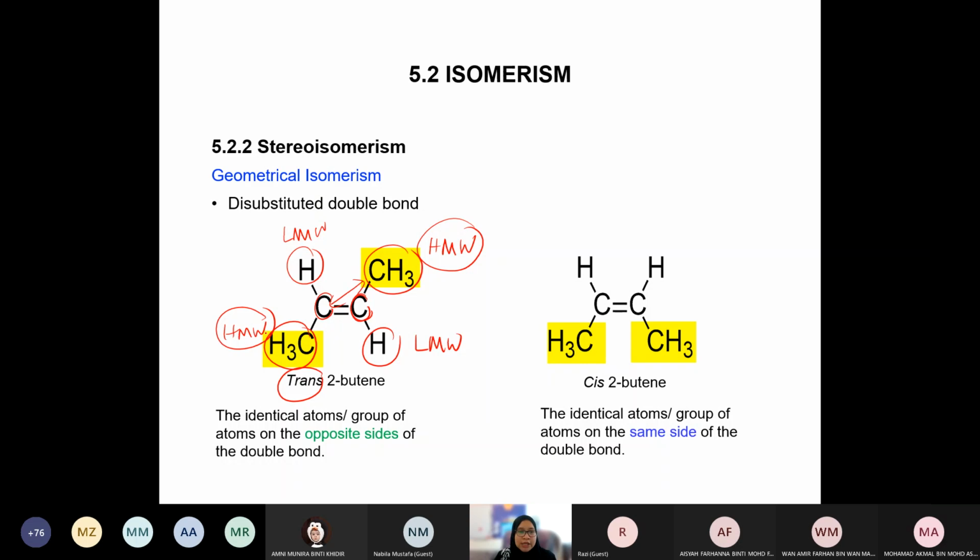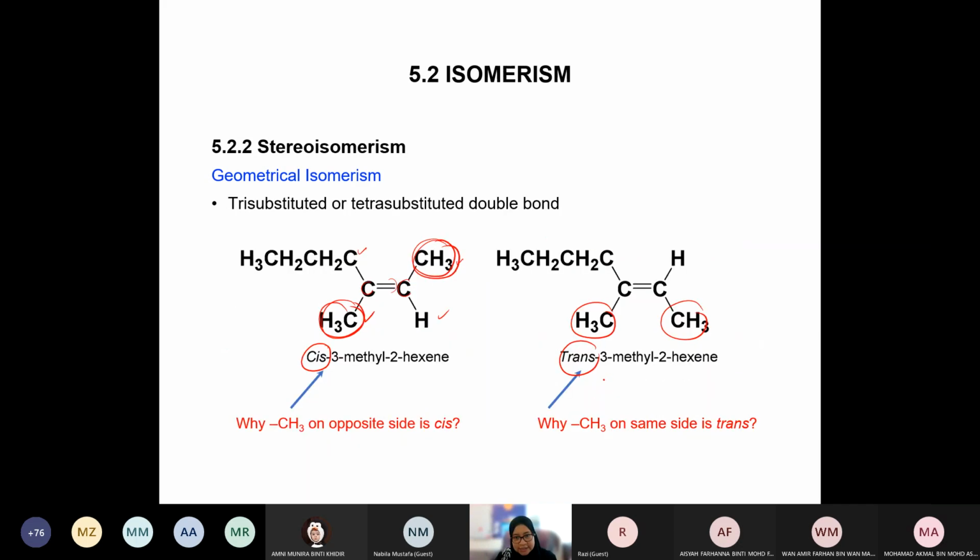Okay, if we base on the high molecular weight rather than the same group, it is safer. Okay, so this one, for this carbon, this is the high molecular weight. And this is the lower molecular weight. For this carbon, this is lower molecular weight. This is high molecular weight. So, the high molecular weight are located on the same side. Therefore, it is a cis. Okay? So, like that.